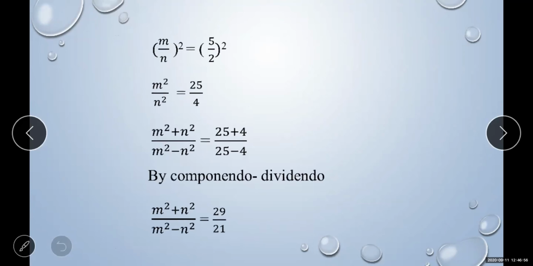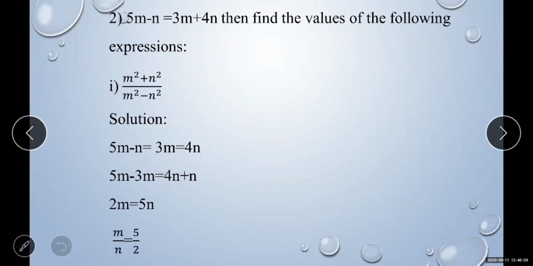If you see the question before this, this one, 5m minus n is equal to 3m plus 4n, and we have to find out m by n. So find out the ratio first, this much. Then square is needed, take the square. Then we need plus and minus, so componendo dividendo. In that property, we get the plus minus sign. So use that one. Simple it is.